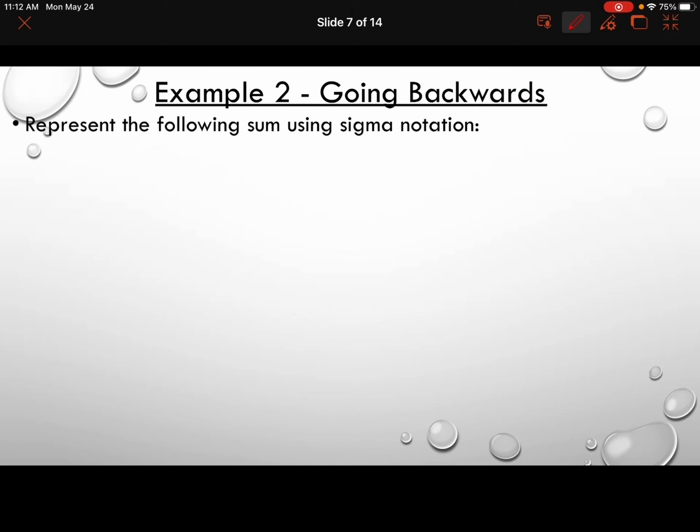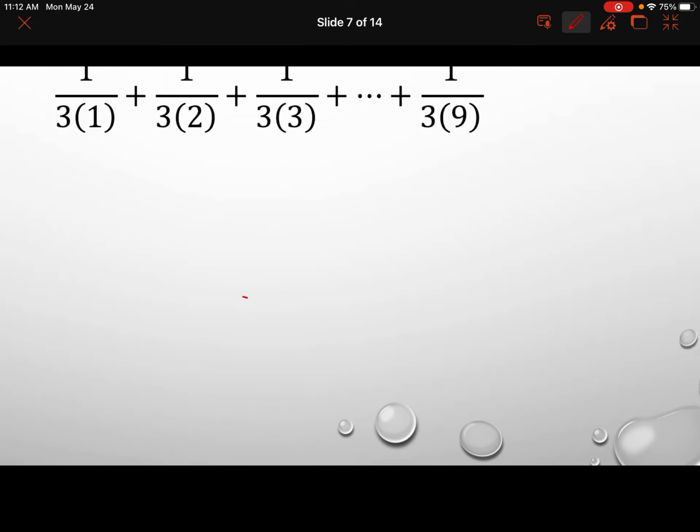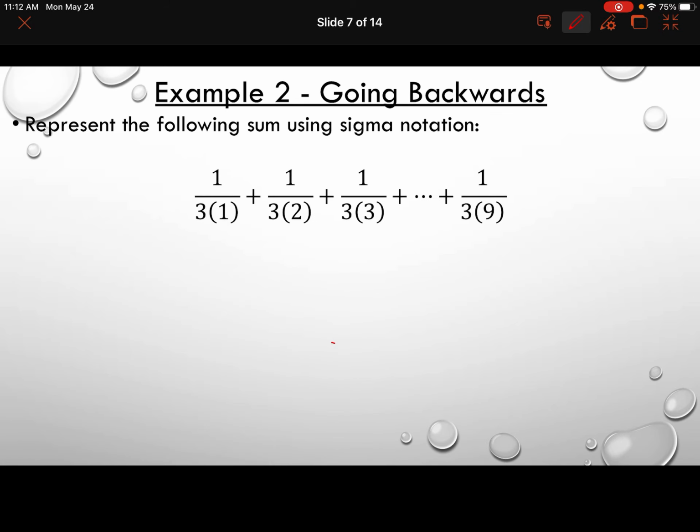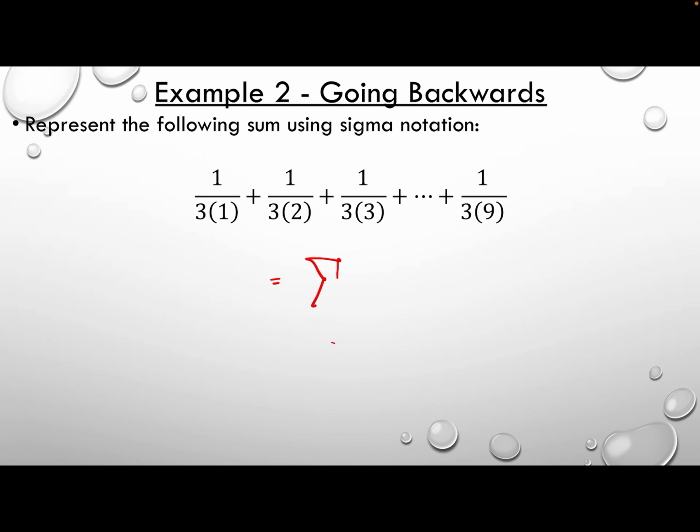All right, now let's talk about going backwards. So let's say you're given a sum, and I ask you, tell me what this looks like using summation notation, using sigma notation. So I'm basically asking you, what does this sum look like if I wrote it using this notation? Well, let's see. Let's start with the expression first. So like what goes here? Well, let's see. What's staying the same?